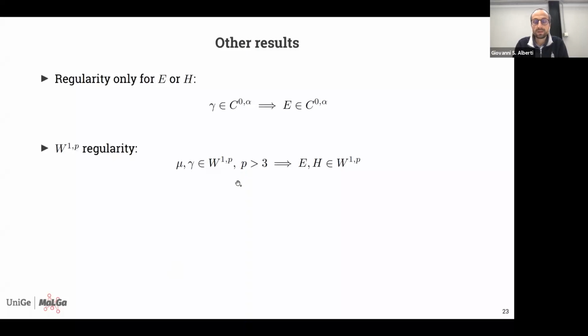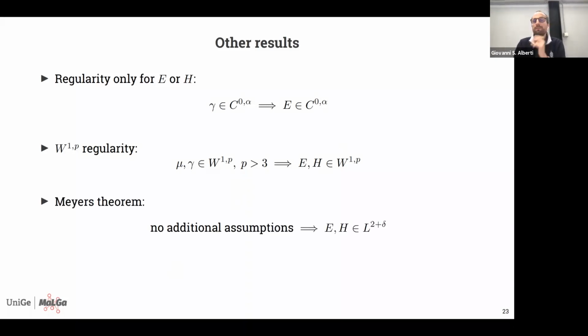Right. Note that you cannot go below 3. Below 3, this is not true anymore. So for 2, for example, at least as far as I know, you cannot take the coefficients in W^{1,2} and obtain the solutions in H1. This is not possible.